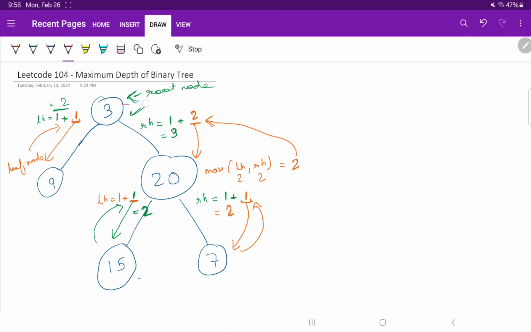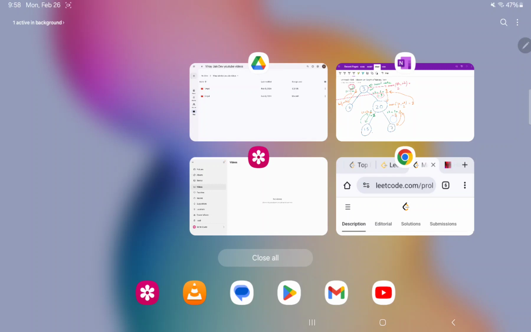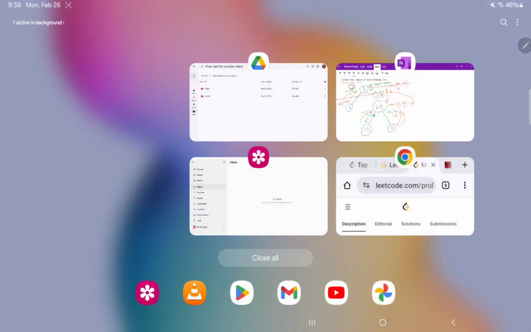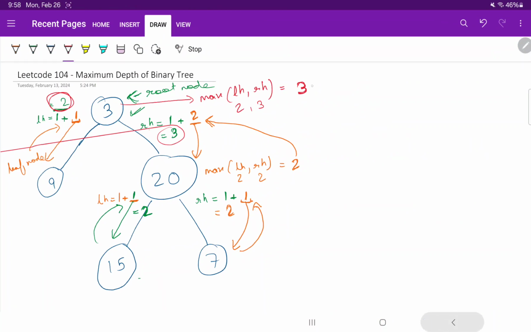So what it does is it calculates the max of its left hand child's depth and right hand child's depth. For node 3, the left hand child depth is 2, which we calculated here, and for the right hand child of node 3 the maximum depth is 3. So max of 2, 3 is 3. That is the maximum depth for node 3, and since node 3 is the root node and we've calculated everything so far, this value is then returned to its calling function, let's say the main function. So this is essentially the algorithm.